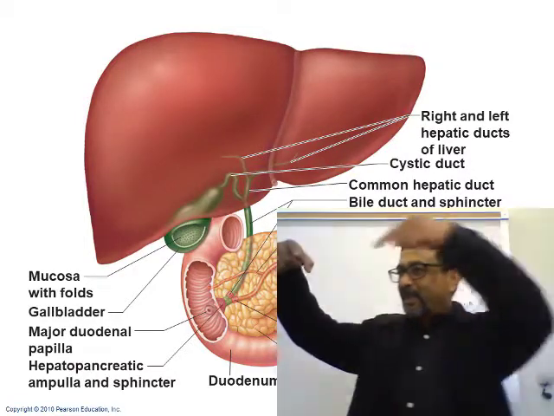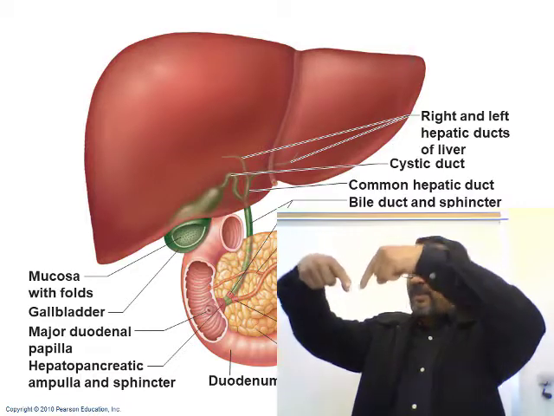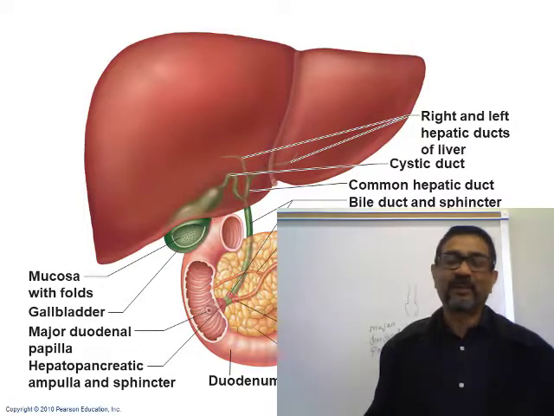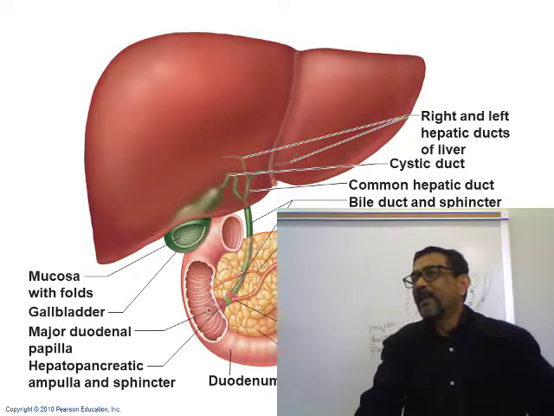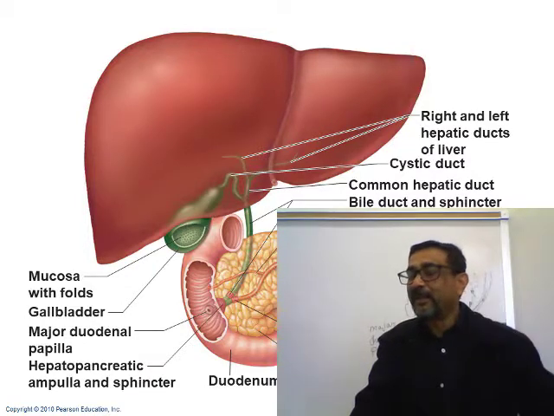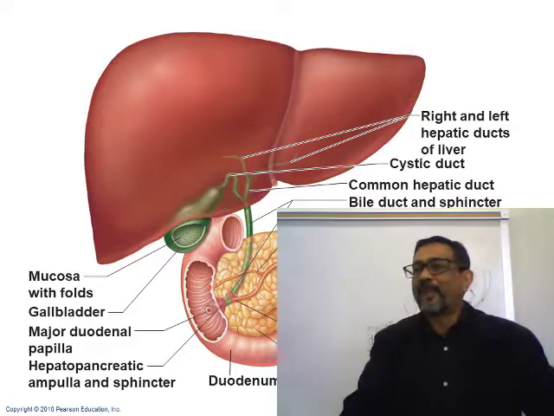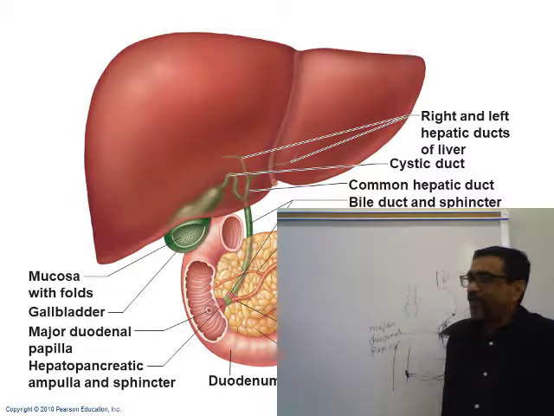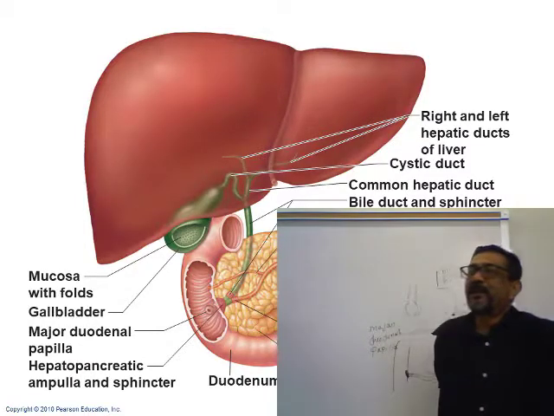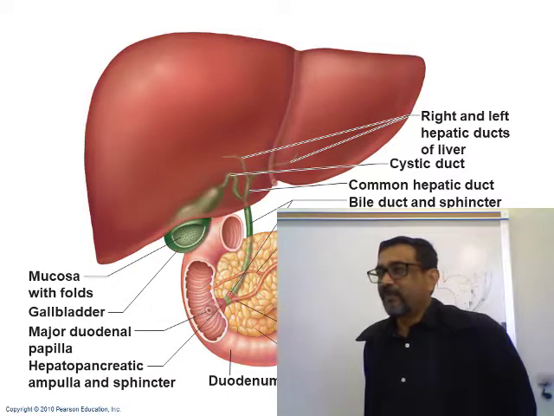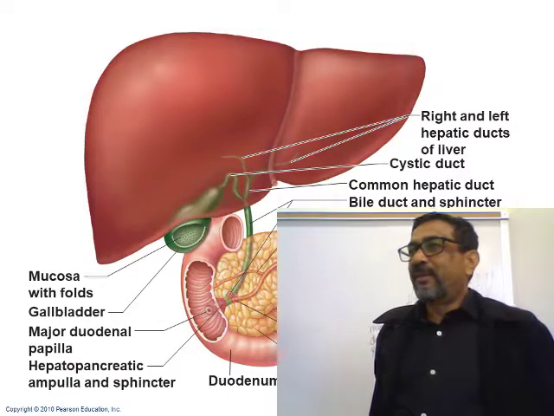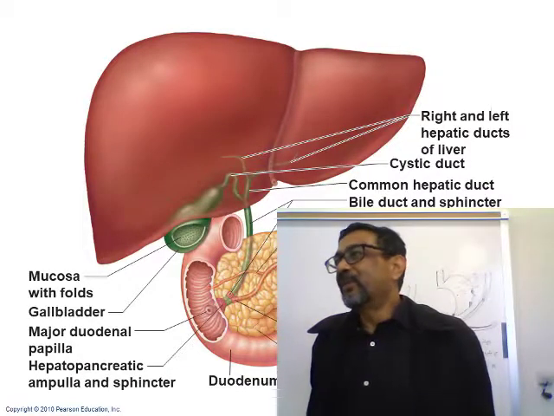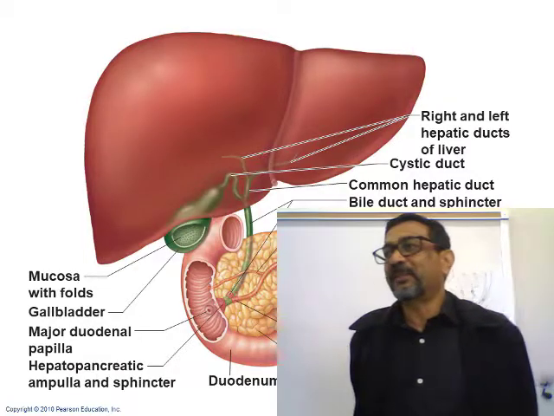Then they join together just outside of the liver and form the common hepatic duct, because common is the joining of two here. So right and left hepatic duct, remember, hepatic ducts join to form the common hepatic duct. Then from the common hepatic duct, most of the bile enters into the gallbladder. So most of the bile goes to where? The gallbladder. Okay? Through the cystic duct.